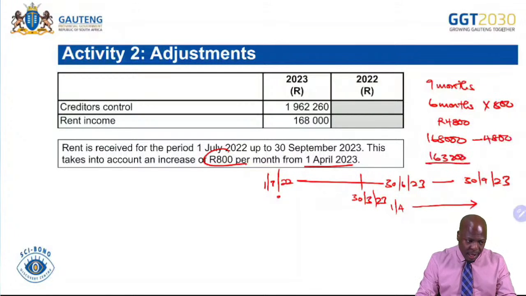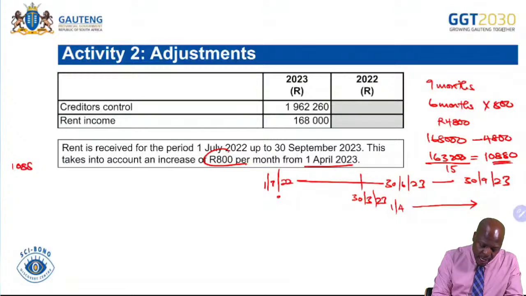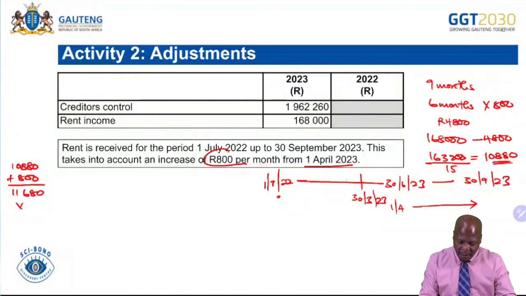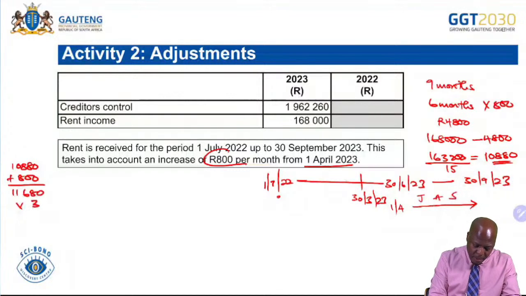Then you end up now with 163,200. That 163,200, you then divide it by the total number of months that we have received for, which is your 15 months. You then realize that your rent before increase was 10,880. Then you now say your 10,880, which is your rent before increase. If you then add the increase of 800, that means rent after increase was 11,680. And your months that have been paid in advance are from the month of July, August, and September, which is 3 months.